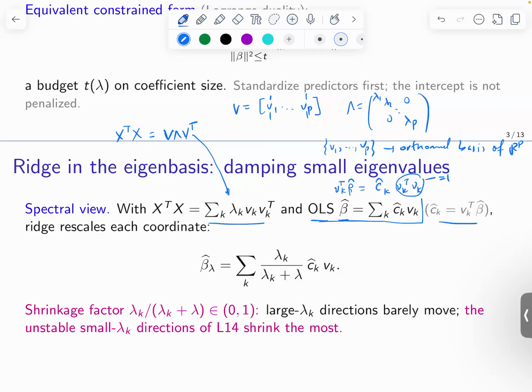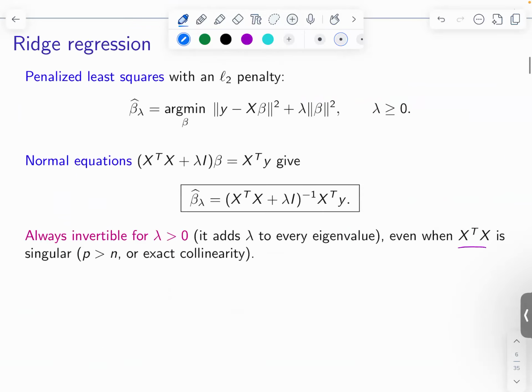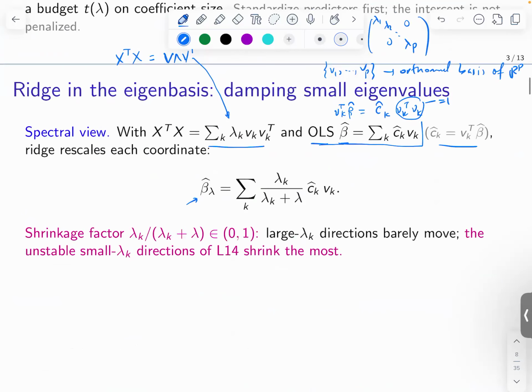But this is also not quite as important. It's just that beta hat has this expression. I'm not going to prove this result. We'll prove something more interesting. But then you can write beta hat lambda, the formula above. You can show that it can be written in a particular way.